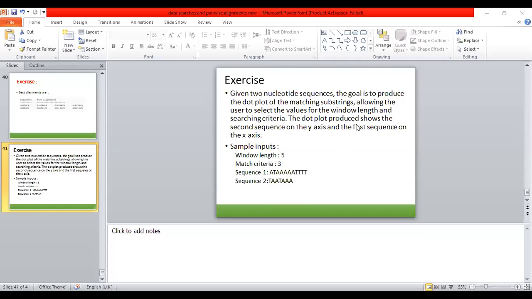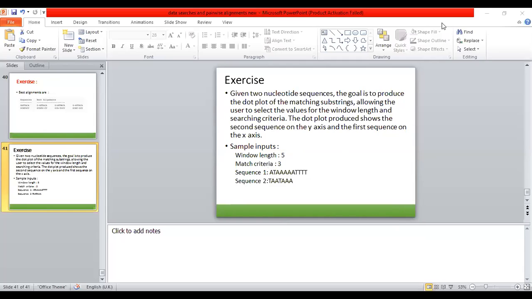So given two nucleotide sequences, the goal is to produce the dot plot of matching substrings, allowing the user to select values for the window length and searching criteria. The dot plot produced shows the second sequence on the y-axis and the first sequence on the x-axis. So this is an example given. You can produce a small program so that you can do this.